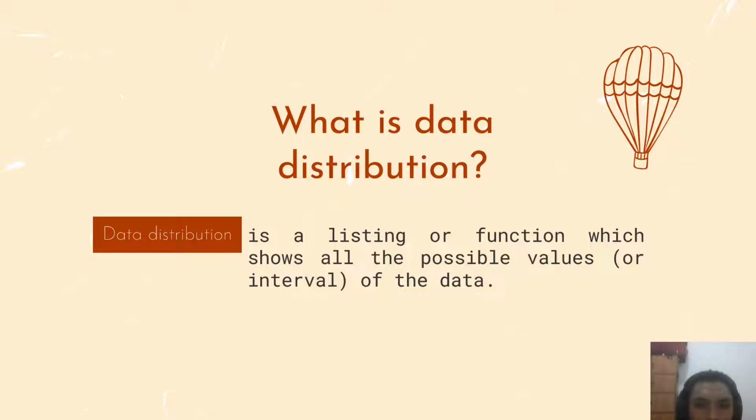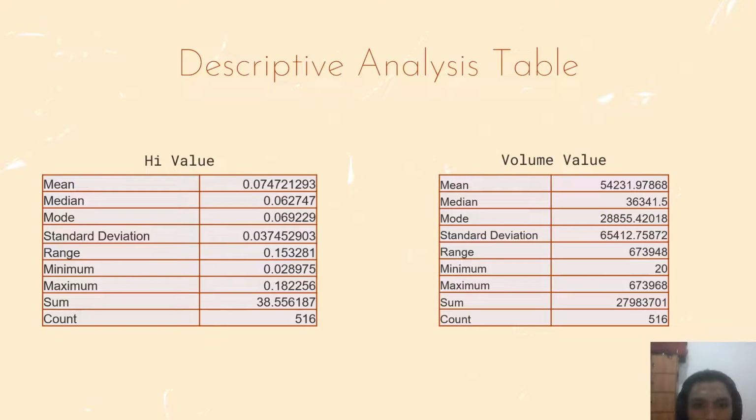So what is data distribution? Data distribution is a listing or function which shows all the possible values or intervals of the data. As you can see here, I provide a descriptive analysis table for both the high value and the fallen value. Here I provide the mean, median, mode, standard deviation, range, minimum, maximum, sum, and count of each variable.